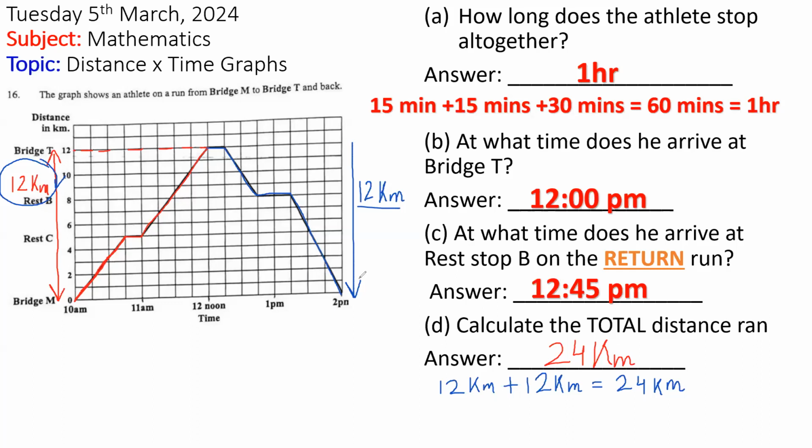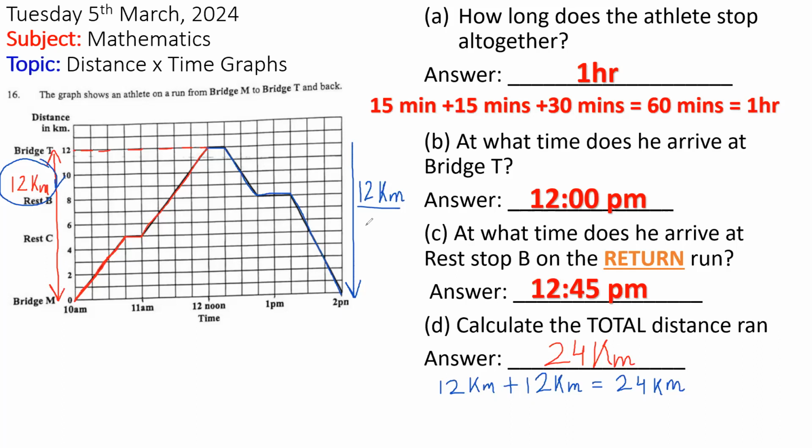Very good. So towards bridge T from bridge M, he ran 12 kilometers, and then all the way back is another 12 kilometers. So the answer here is 24.